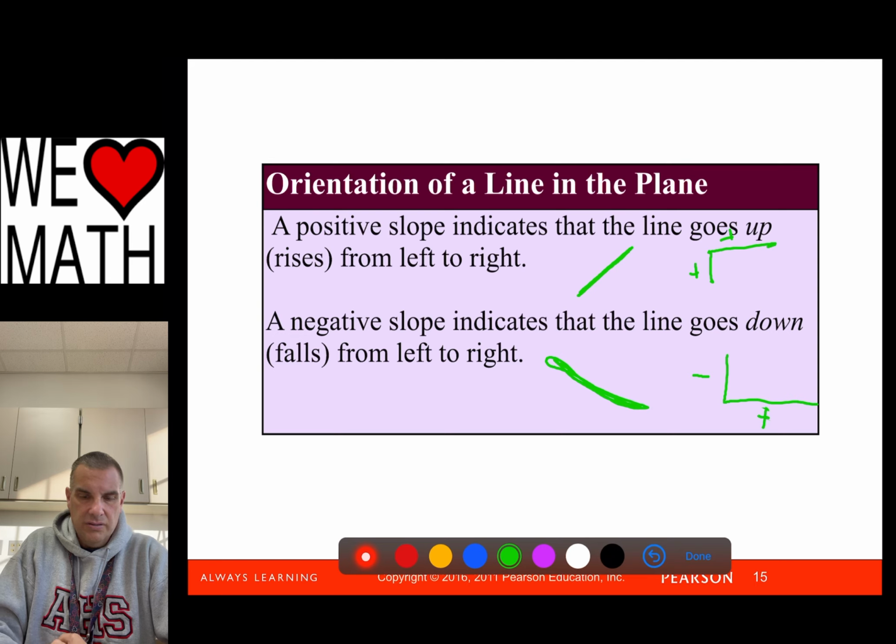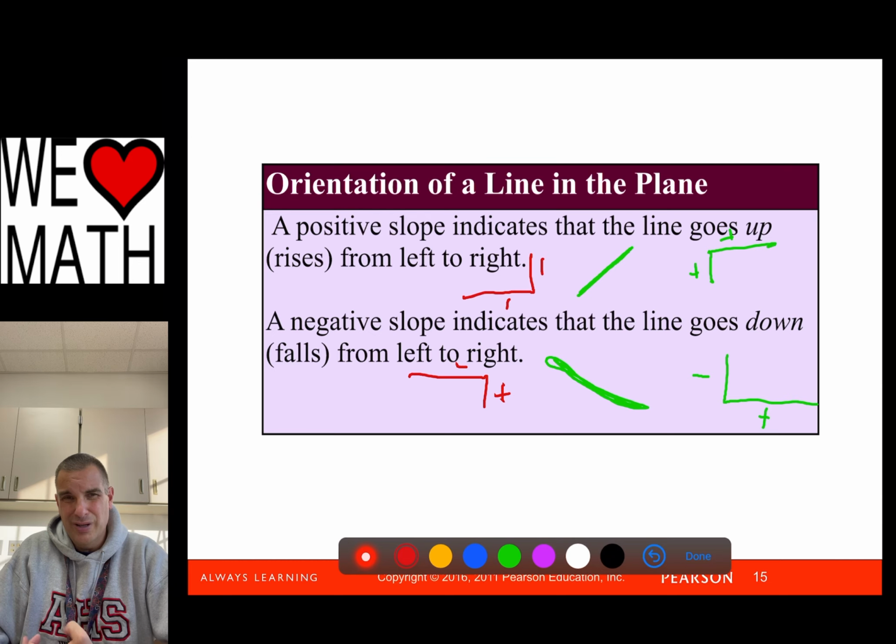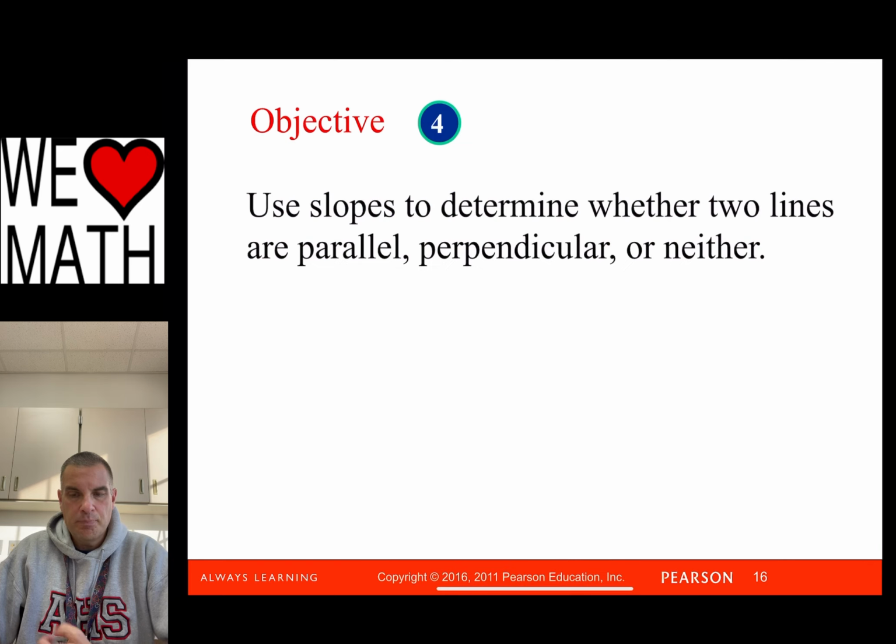You could also do this if I went like this, negative and negative, you could go that way with these as well. Or you could go up and like this for these, because that's positive and negative. I always say go to the right. So if it's positive, go up and to the right. If it's negative, go down and to the right.